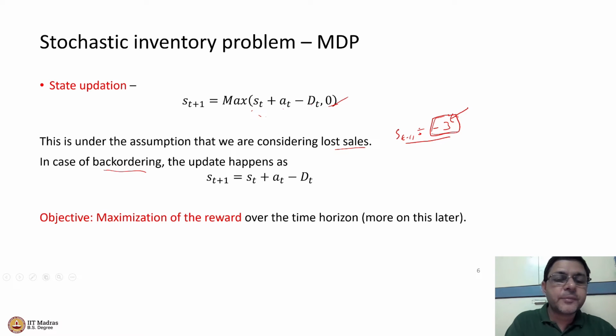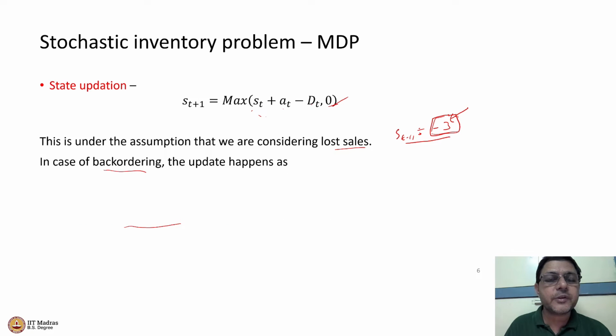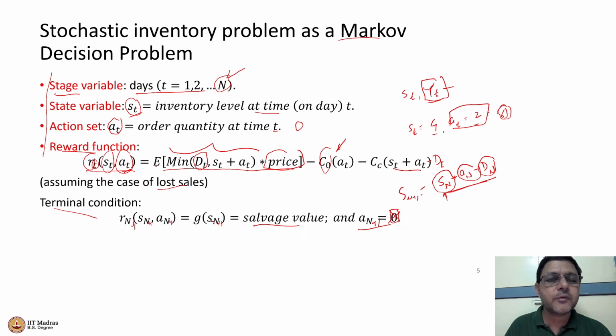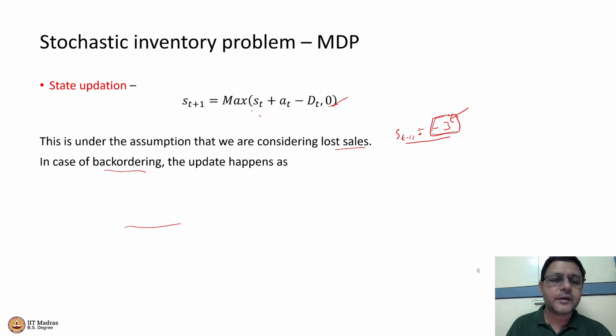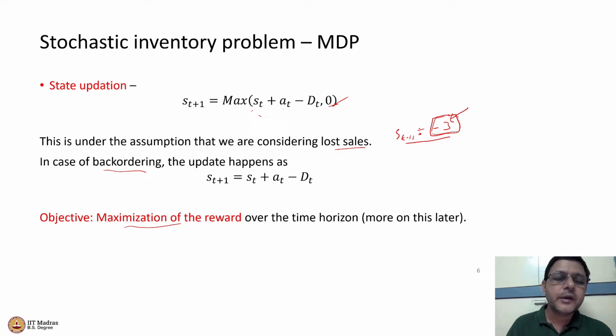So what is the objective function? Objective function is maximization of reward over a particular time horizon, right? We will discuss that a little later. But this is not a minimization problem. This is a maximization problem. Where was our reward? Immediate reward was whatever revenue I get by selling the inventory minus the ordering cost minus the holding cost, right? That is the immediate reward that I get. Plus I may get some reward in future, so that will be the discounted reward, right? So that maximization of the total reward is my objective in solving this MDP.